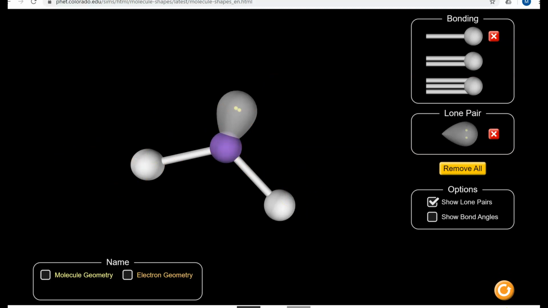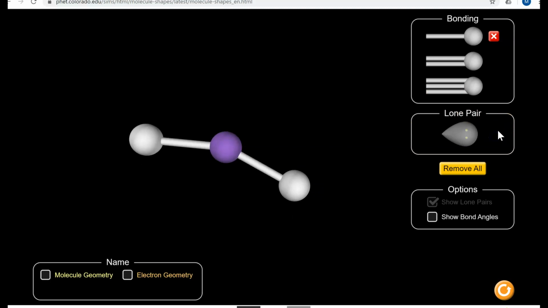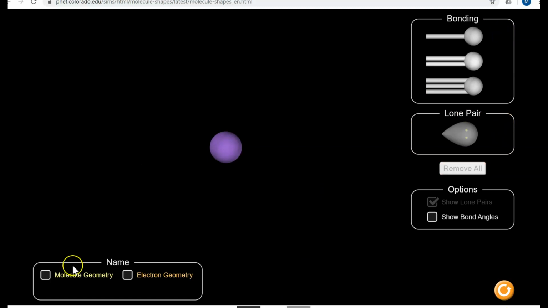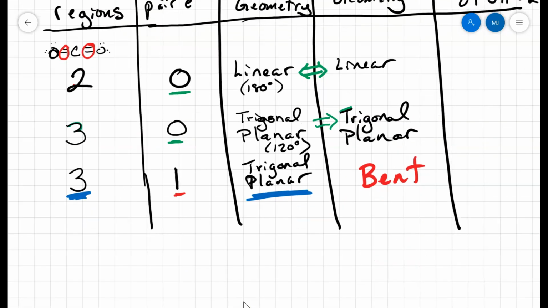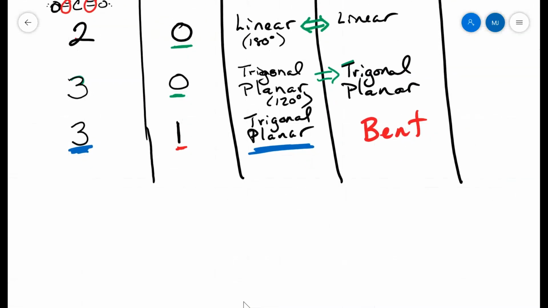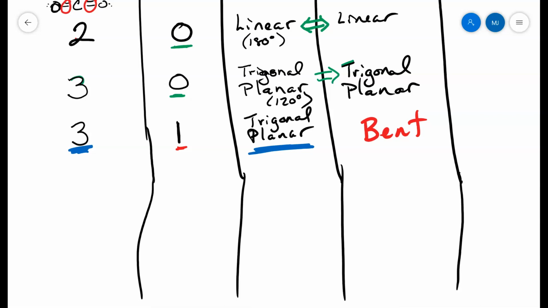All right. So far so good, hopefully. We're going to continue our table on, and the visualization is about to take a jump. This one's a little harder to visualize. We're going to start with 4 regions, 0 lone pairs.